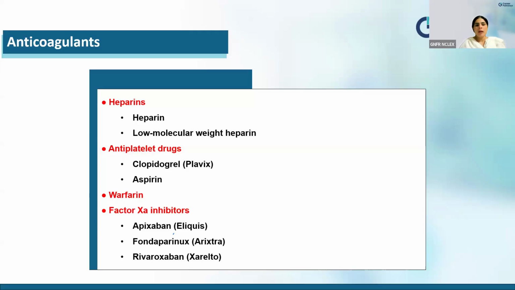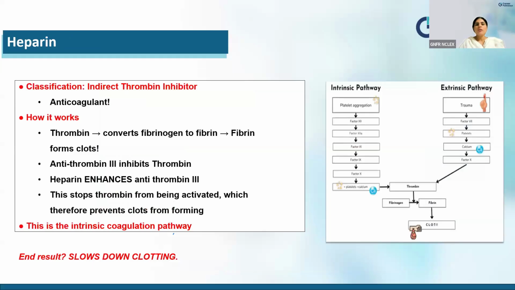So these all are the anticoagulants. First is heparin. Classification: indirect thrombin inhibitor, anticoagulant. How does heparin work? Thrombin converts fibrinogen to fibrin, and after fibrin, what happens? It forms a clot, right? Fibrin forms a clot.